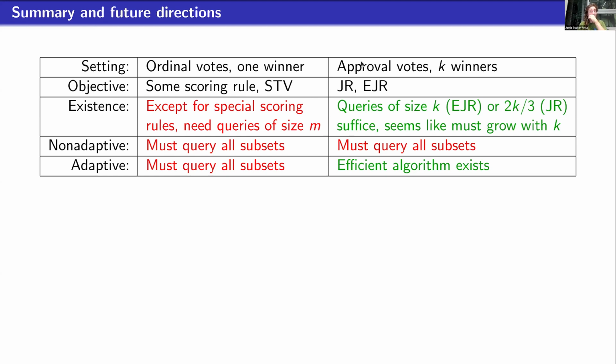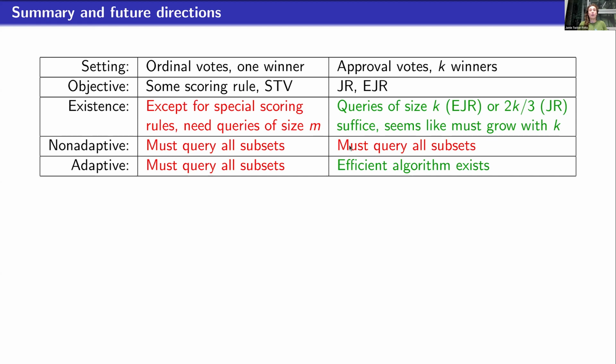And then the other context was approval votes with K winners, and we want to satisfy things like JR and EJR. As for the information theoretic question, how many queries, what's the query size that you need given unlimited queries? The results are very negative in the ranking setting, in that you need queries of size M, except for some very special scoring rules like Borda. And in the general case, we can satisfy EJR with queries of size K, which again is much better. K is much smaller compared to M in the context that we care about.